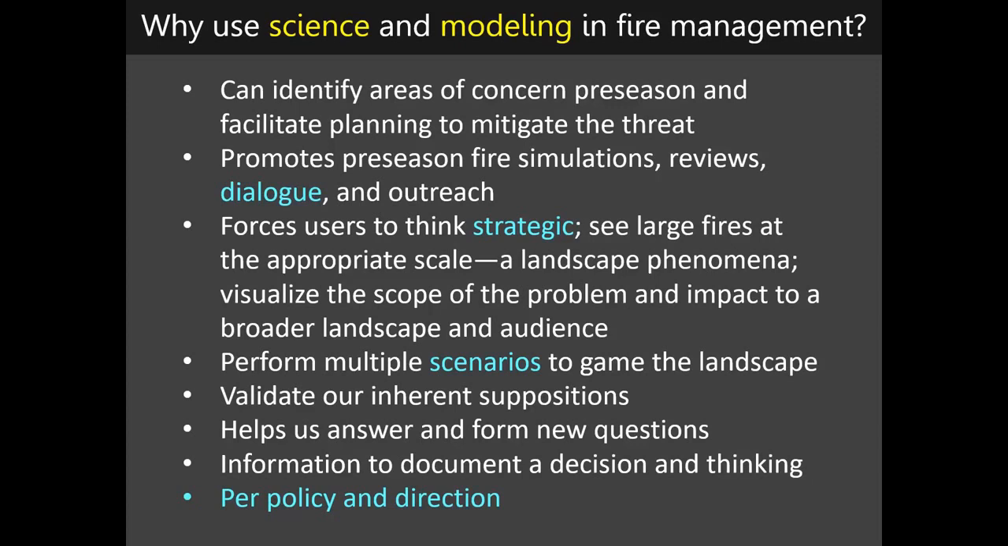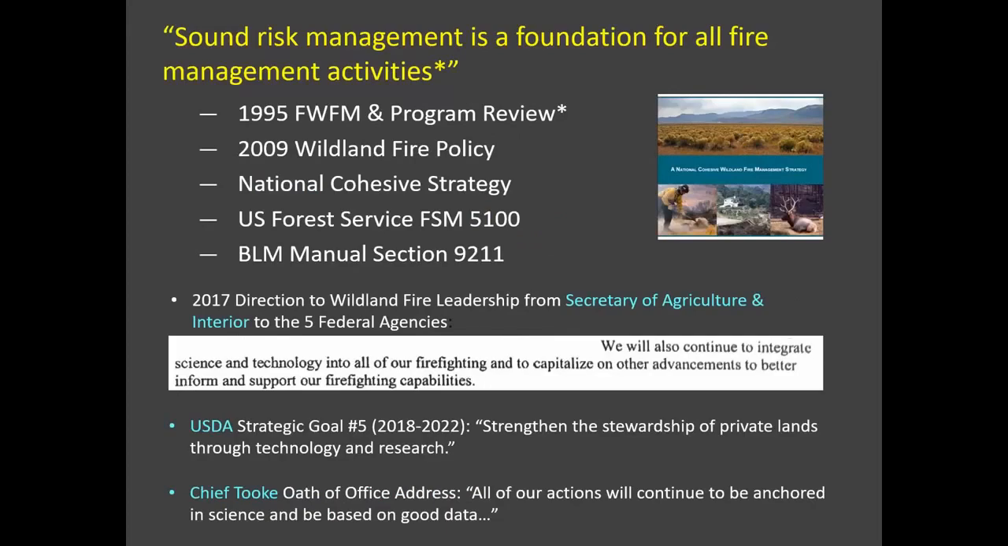It also helps the user to think strategically and to see fires in the appropriate scale as a landscape occurrence. It also helps us to visualize the scope of the problem and the impact to the broader landscape and audience. They also help us to perform multiple scenarios to game the landscape, which we can't do in practice. Helps us to validate our inherent suppositions, helps us answer and form new questions. The information can be informative and can be used for documentation. And then lastly, it's per our policy and direction, and that's what this slide is about.